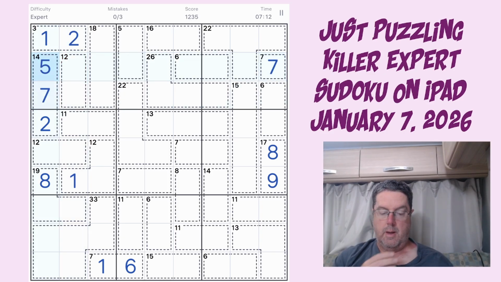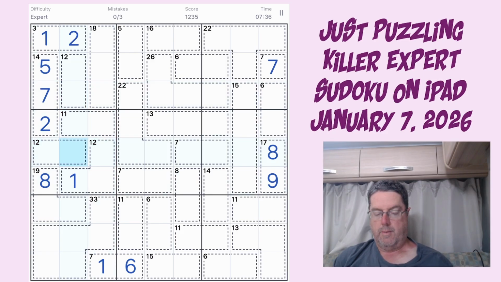5 and 7, so this is 9 and 3, 7 and 4. I'm saying 9 and 3 can't be here, so 9 and 3, so this is an 8. So 8 comes down here with 2. 4 comes down here.